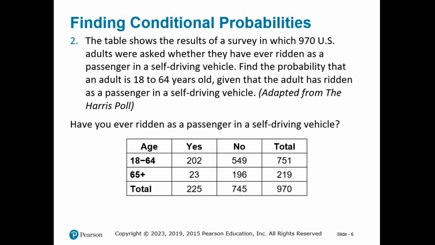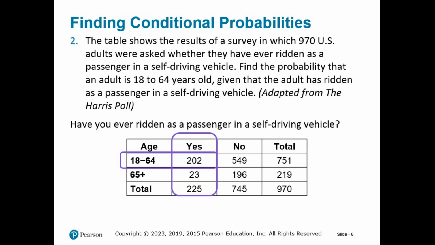Okay, so we're told that the people in question have been passengers in a self-driving vehicle. So we know that we're dealing with the 225 people in this category. That is event A. Next, we look at event B, that the person is 18 to 64 years old. So we look at this section here. So now we have our two numbers. The intersection of those two is 202, and then our denominator, or the total number, is 225.